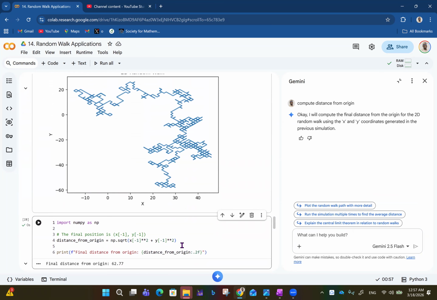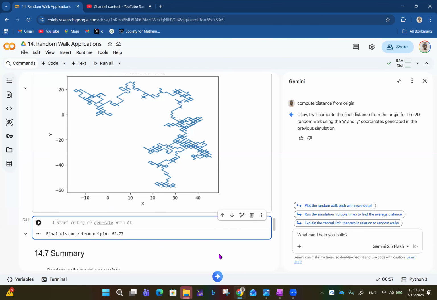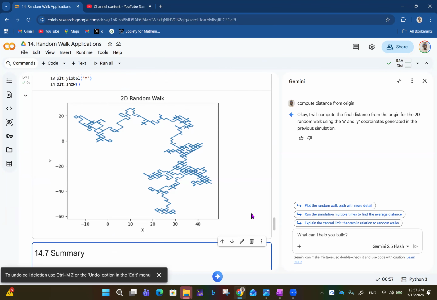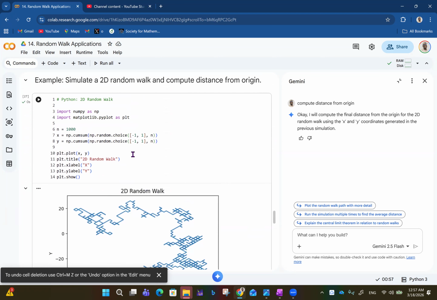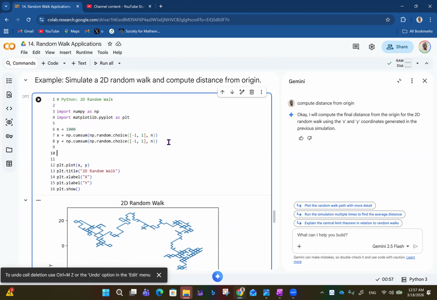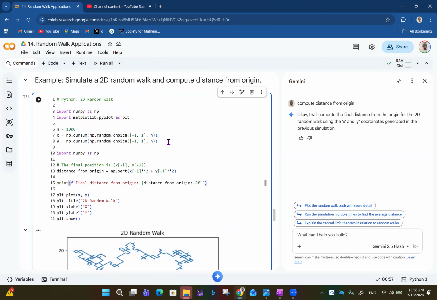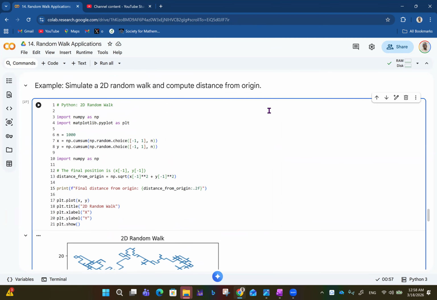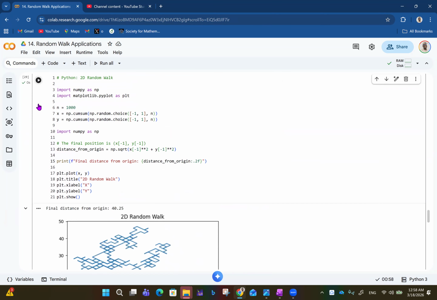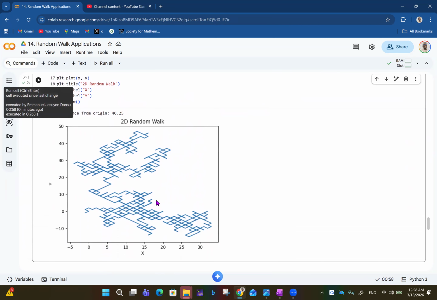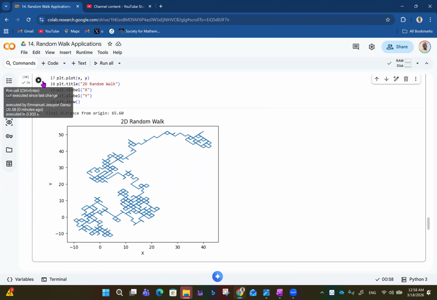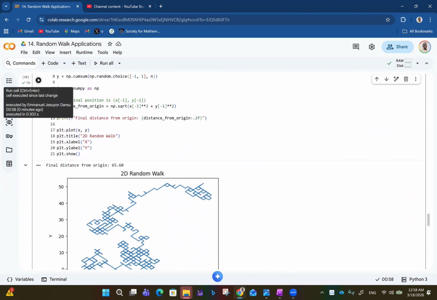I want to put everything inside here so that everything can be together. So I'll put it right inside here. Now I just run this, then I get the two together. In this case, the final distance from origin is 42.5. I do this again, because it's two-dimensional.